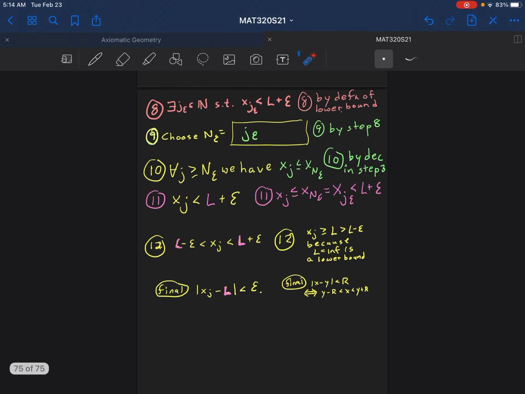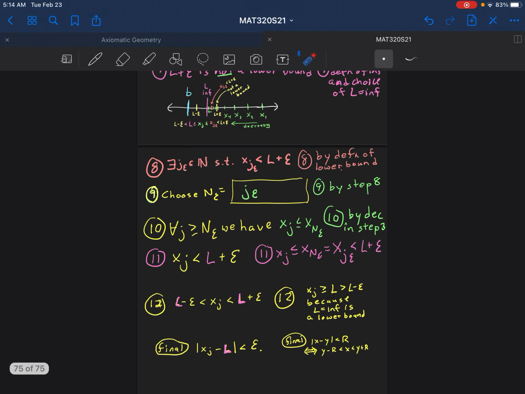So if you want, your final conclusion, of course, is that xj goes to L, and then we're done with our proof. So once we've done all that work, thus xj goes to L, which is equal to the infimum of the xj's.